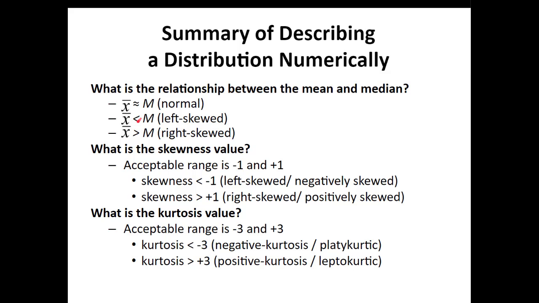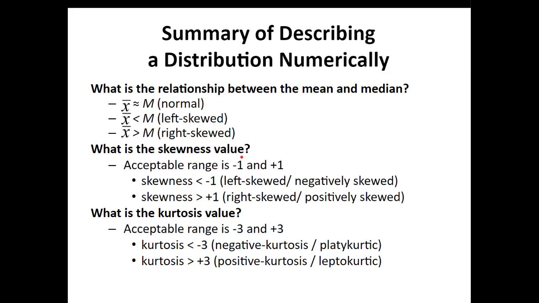If the mean is less than the median, I have some degree of left skewness. It might be a lot, it might be a little, but it does suggest that it's left skewed. If my mean is bigger than my median, then I have some evidence that my data is right skewed. I don't know to what extent. What will tell me what extent the data is skewed is looking at the skewness value.